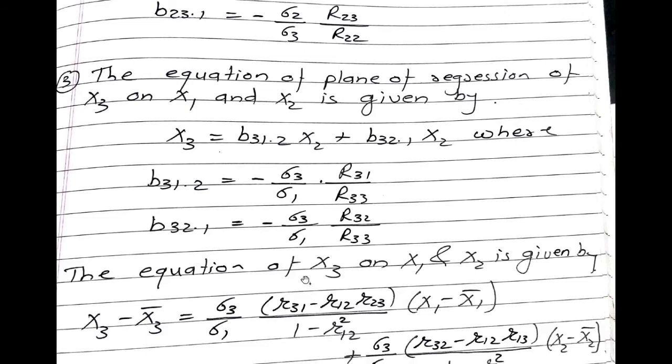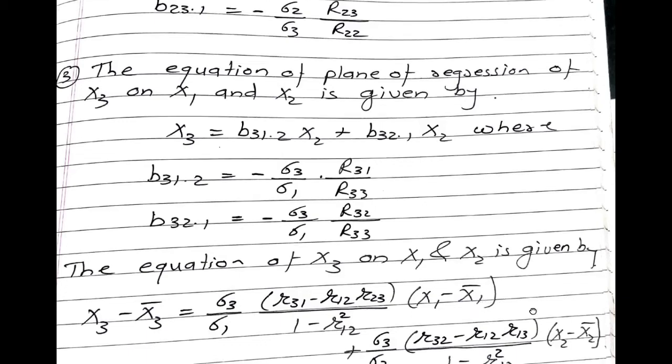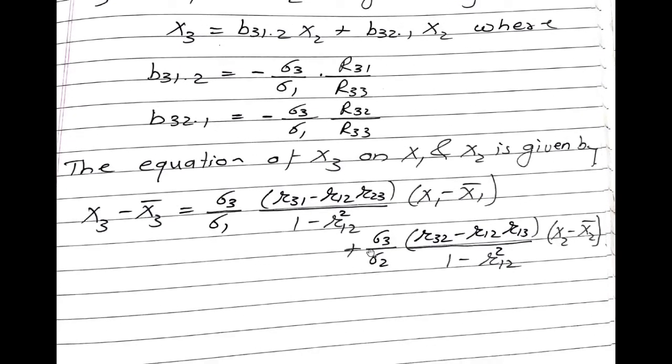The equation of x3 on x1 and x2 is given by x3 minus x3 bar is equal to sigma 3 upon sigma 1 into (R31 minus R12 into R23) divided by (1 minus R square 12) into bracket x1 minus x1 bar, plus sigma 3 upon sigma 2 into (R32 minus R12 into R13) divided by (1 minus R square 12) into bracket x2 minus x2 bar.